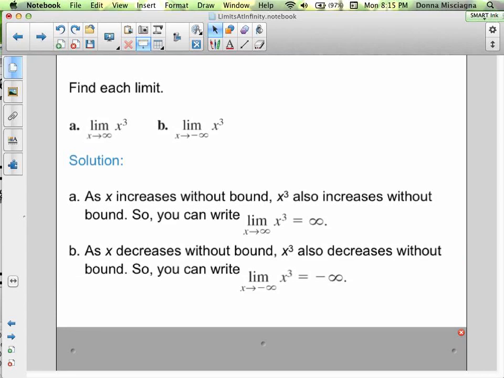This relates, by the way, to end behavior, which we'll talk about in another lesson. But notice as x gets larger, y gets larger, and that's describing our end behavior. As x gets smaller, y gets smaller.